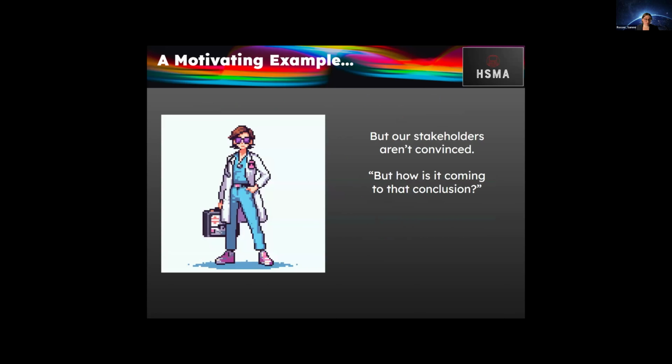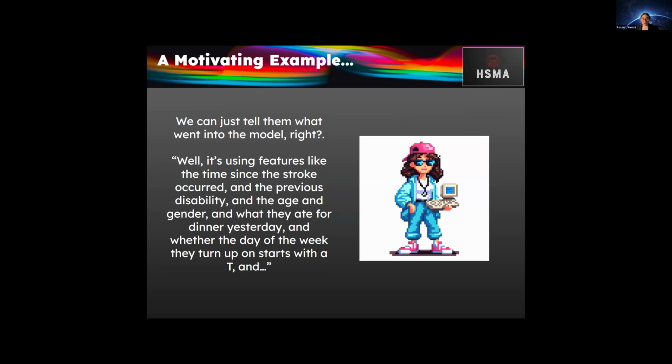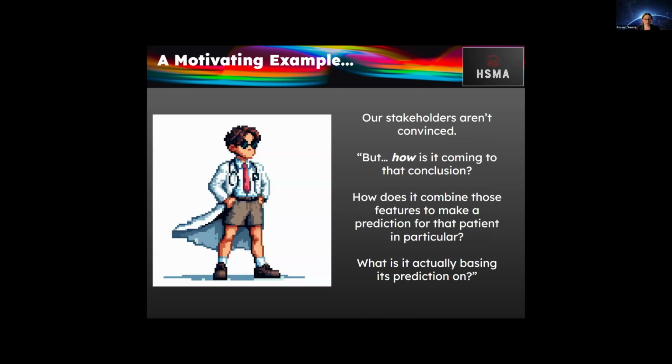But our stakeholders aren't convinced. They really want to know how it's coming to that conclusion. They want to understand what is going on. Why this patient? Why should we do this? What's happening here? Well, we can tell them what went into the model. We can tell them that we're using features like the time since the stroke occurred, that we're using the previous level of disability of the patients, the age, the gender, what they ate for dinner yesterday, what day of the week they turned up on, does that day start with a T? So we've thrown all of the data in there.